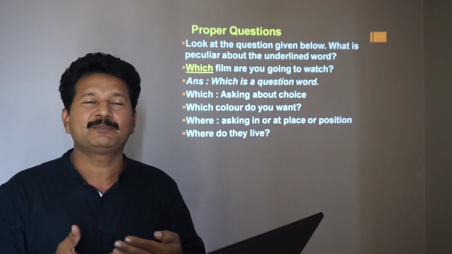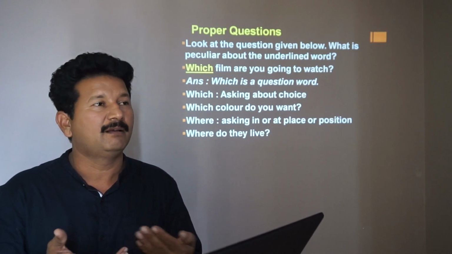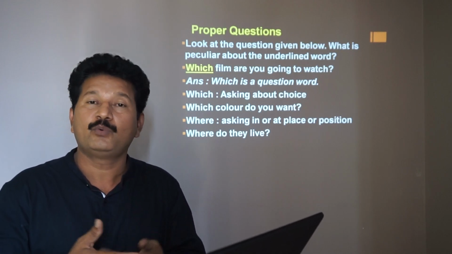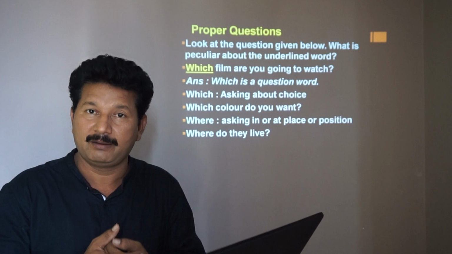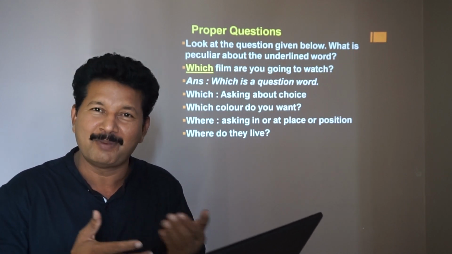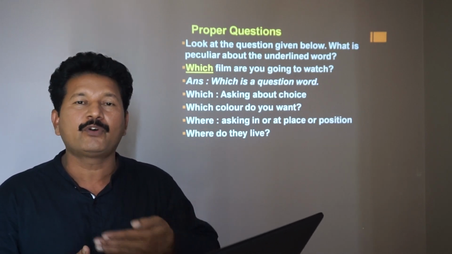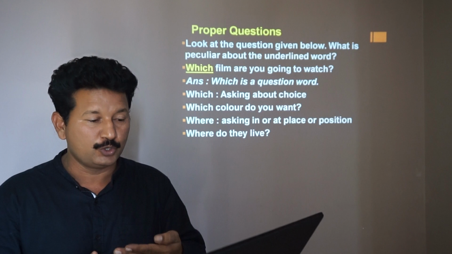Right? Imagine that suppose I visited a shop, and then he asked, what do you want? So I want a pen. Then obviously what will be the next question? Which pen do you want? I mean, black or green or blue, right? So this is how we use which for choice, like which color do you want?